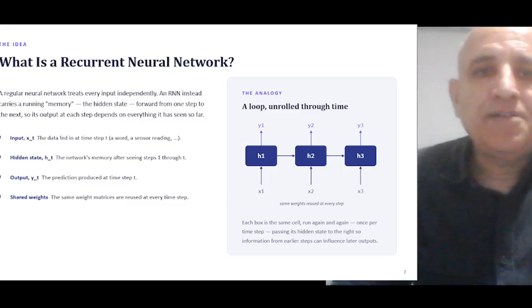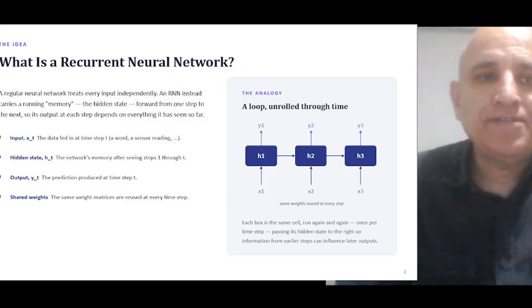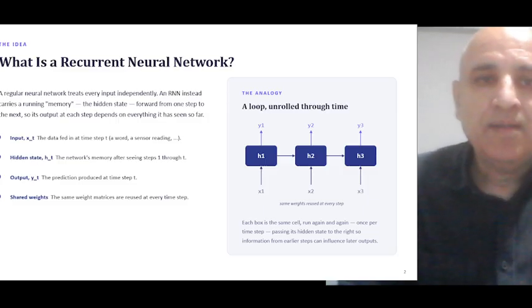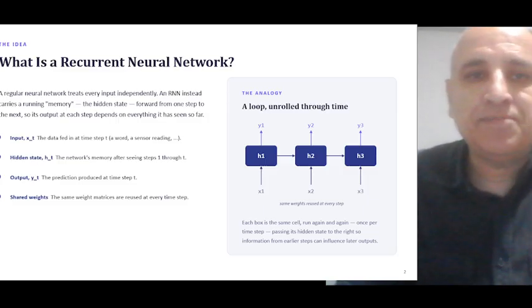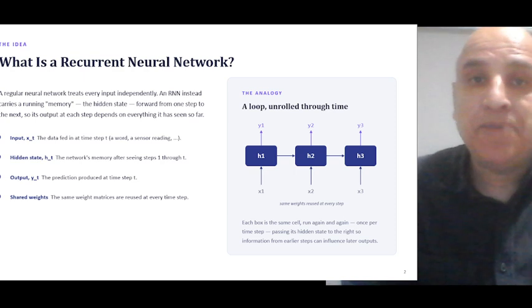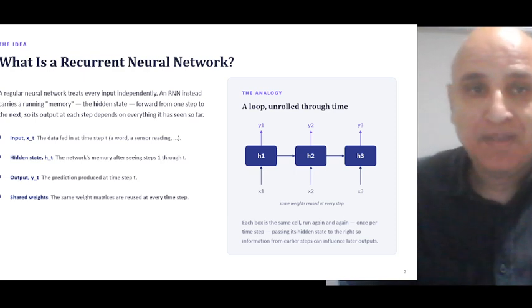First of all, I want to clarify that most of the neural networks work independently at each data point, but RNN is special in the terms that it stores the memory, the hidden state.